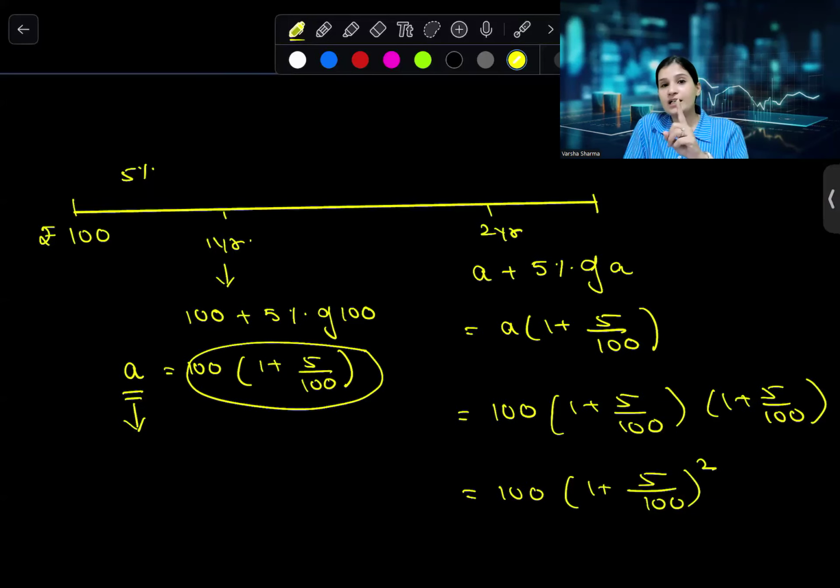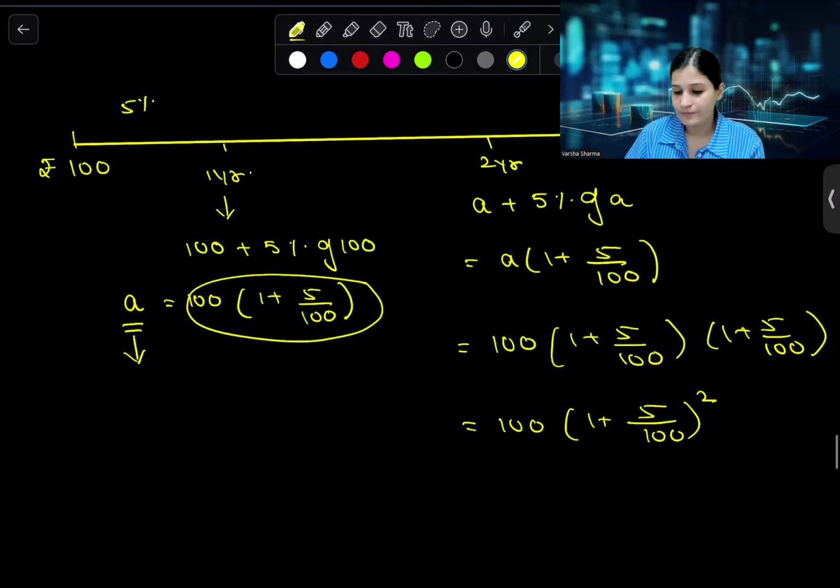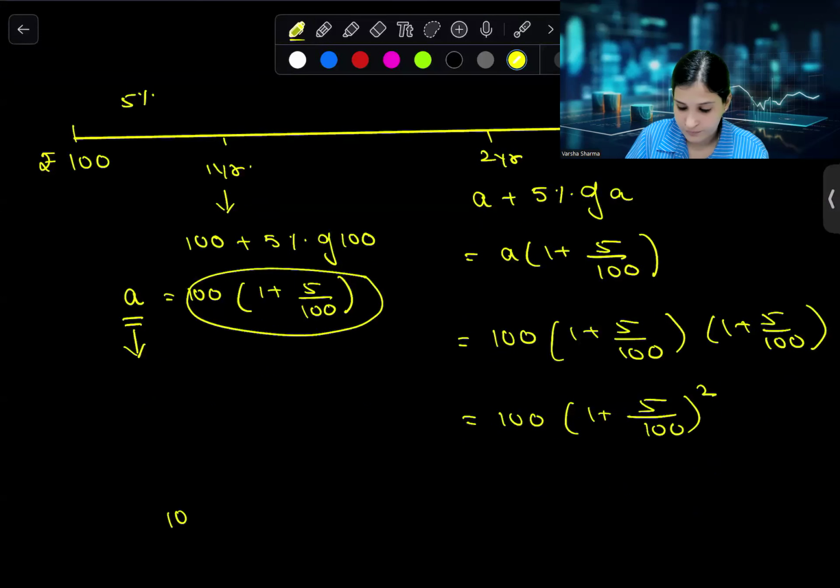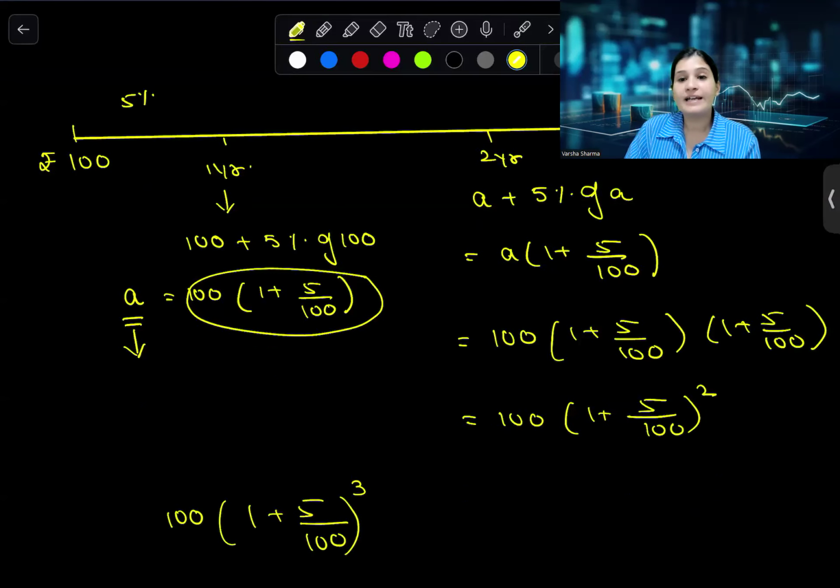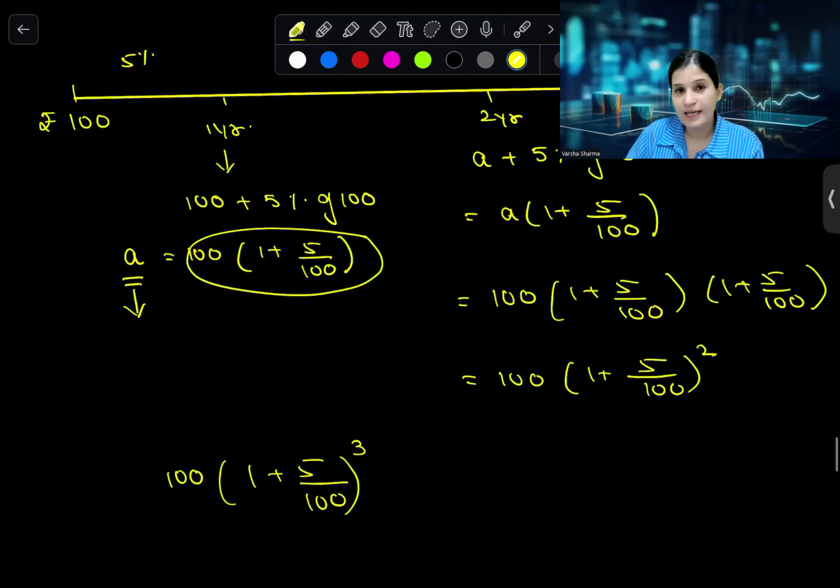So when it was the first year, it was 100 into 1 plus 5 by 100 power 1. When it became second year, it became 100 into 1 plus 5 by 100 power 2. So when I go to the third year, what will happen? It will become cube, 100 into 1 plus 5 by 100, whole power 3. After 10 years, the power will become 10. So if I'm talking about after n years, what will become? Whole power n.